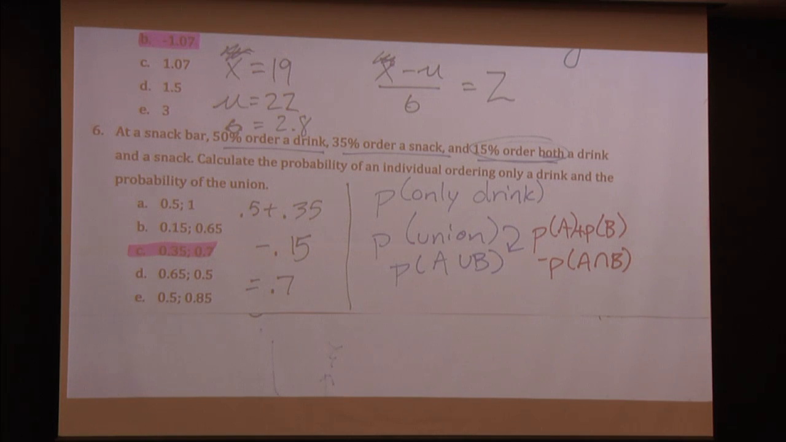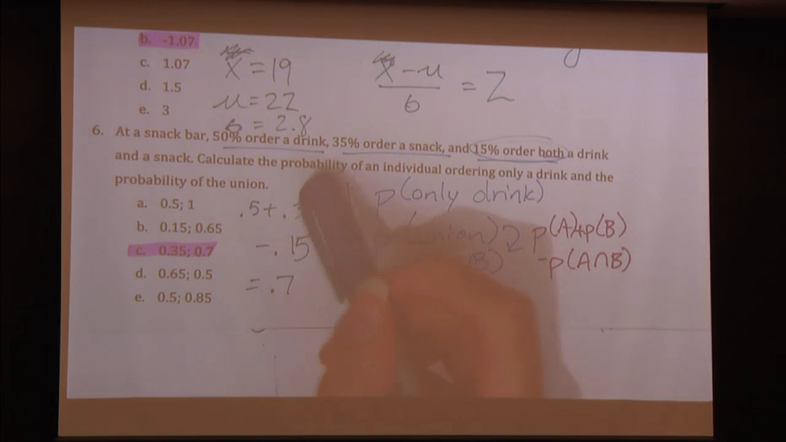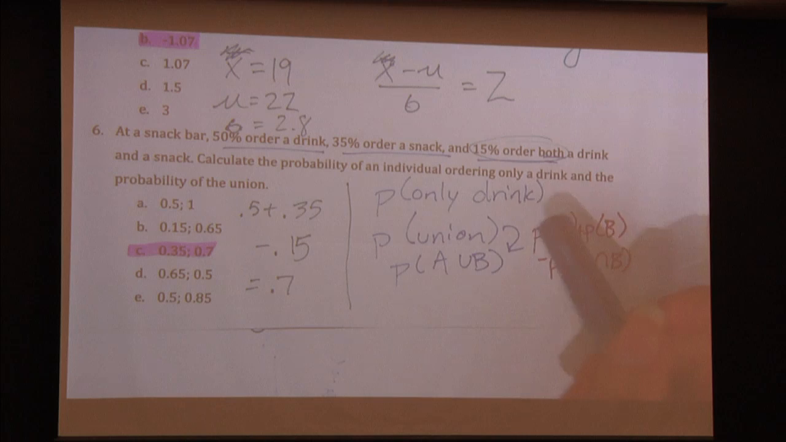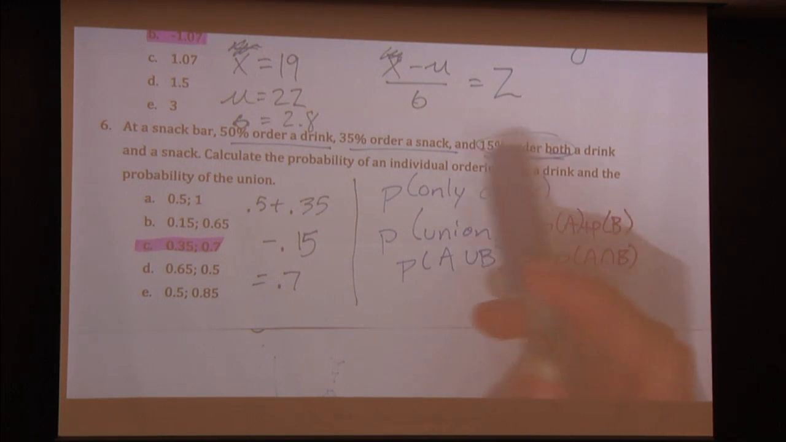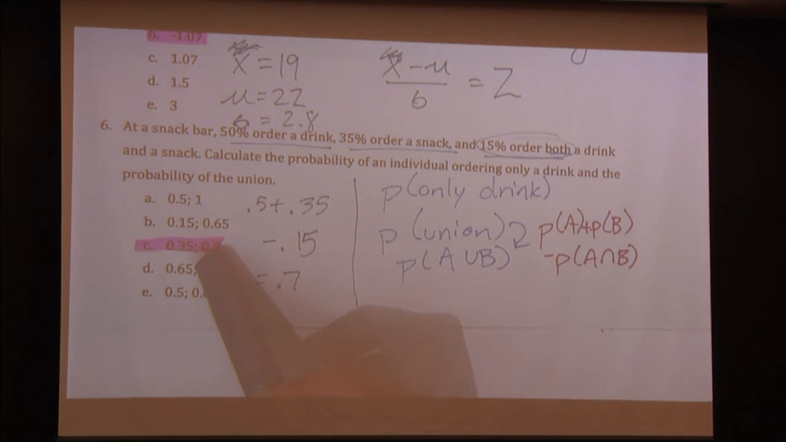Can anyone tell me why the first part, the probability of just ordering a drink, is 0.35 and not 0.5? So I heard you have to subtract the people who ordered both. So this just says who ordered a drink in total, not only a drink. If it said only a drink, then that would match the wording we were asked for. So here we did 0.5 minus 0.15, which would give you 0.35. So always think about it and read the question very thoroughly. Read how it's phrased.